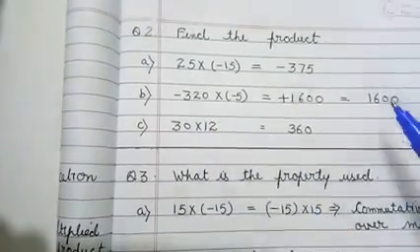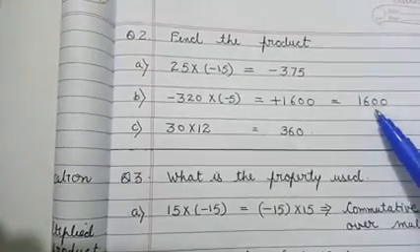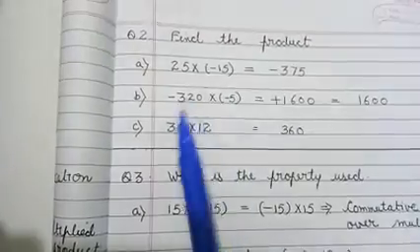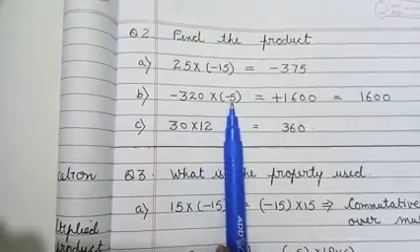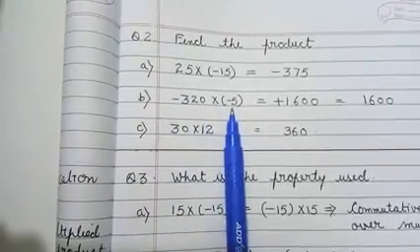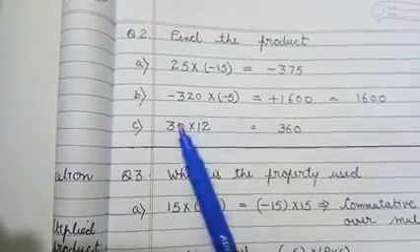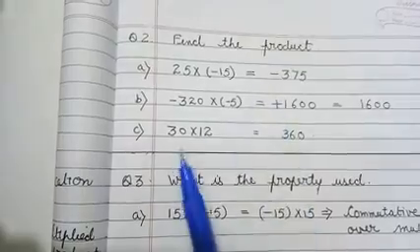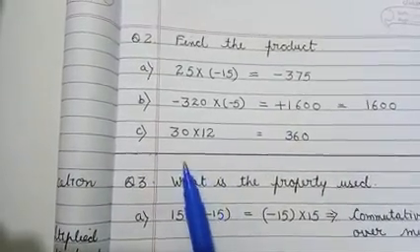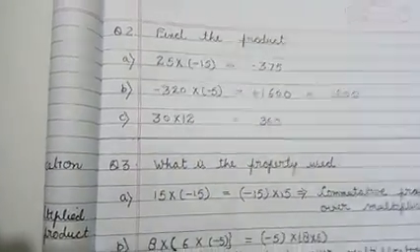The next is minus 320 multiplied by minus 5. We will multiply these two. The answer will be 1600. But the sign: there are two negative signs, and which sign will we put? Positive sign. 2 is an even number, positive. Here 30 plus 12, both are positive. It becomes 360. Very simple.